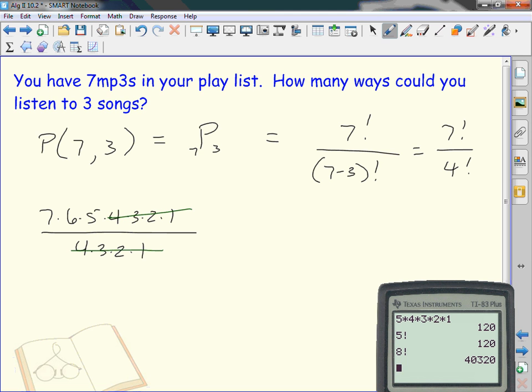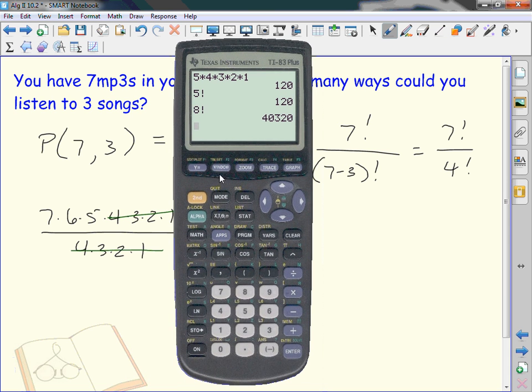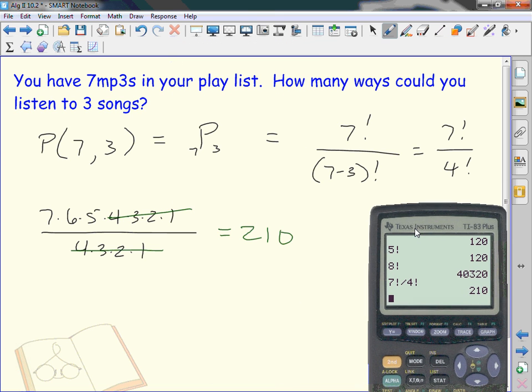Yeah. So what do I really have? 7 times 6 times 5. Well, what's 5 times 6? 30, and 30 times 7? 210. There are 210 different ways. That's doing it by hand without a calculator. Now, I could have easily, just in the calculator, went 7 math over to probability 4 divided by 4 math probability 4. Gets me 210. Either way works, if you understand what I did.